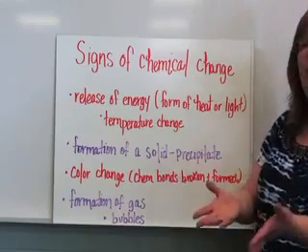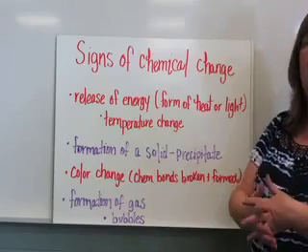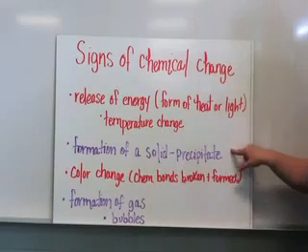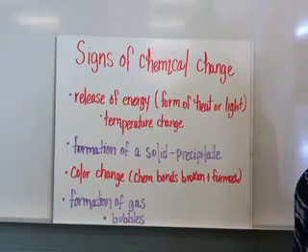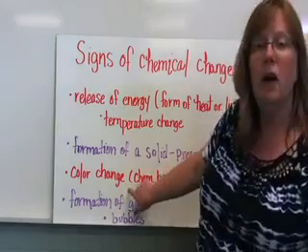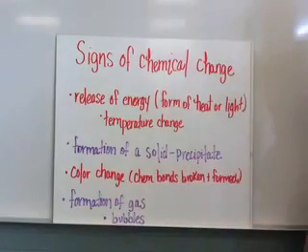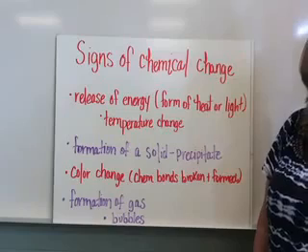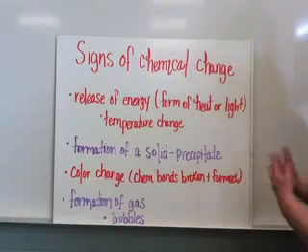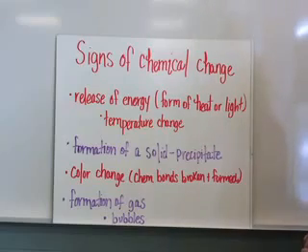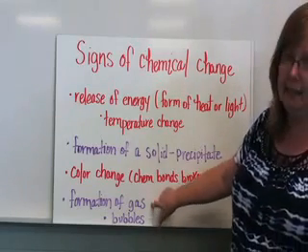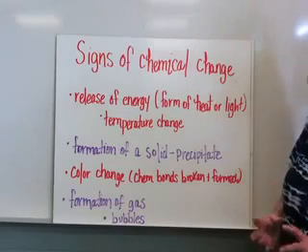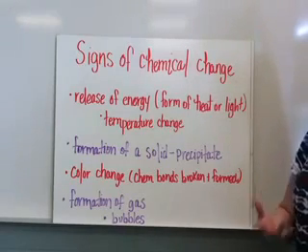So when you get a solid forming, if you mix two solutions and a solid comes out, we say that's a precipitate. And we're going to be making some precipitates in our next lab. Color changes are also a sign of a chemical reaction. The chemical bonds are being broken and formed in a chemical change, and sometimes they're interacting differently, giving off different colors. Also, a formation of a gas is a sign of a chemical change, and a clue that a gas is being formed is that you'll see bubbles being formed.